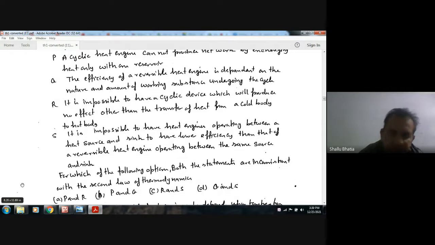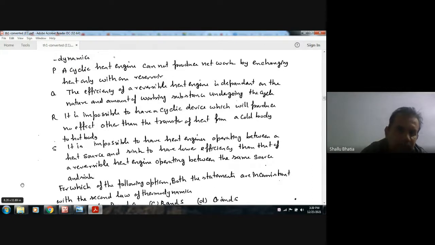So the first statement is in accordance with the second law of thermodynamics, that an engine requires two reservoirs, so with one reservoir it cannot exchange heat. That is correct. Second, the efficiency of a reversible heat engine does not depend upon the nature of the working substance. It depends on the maximum temperature and minimum temperature. For a reversible cycle, the efficiency is (T1 minus T2) by T1. It depends only on the temperature, so this is the wrong statement.